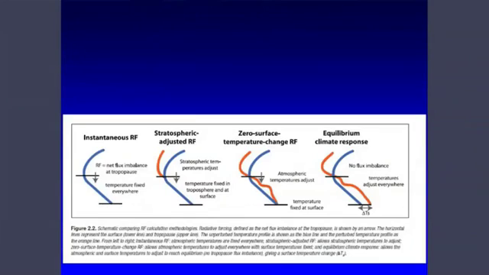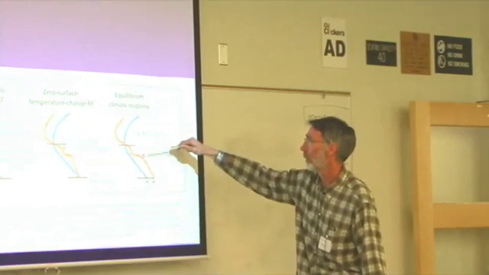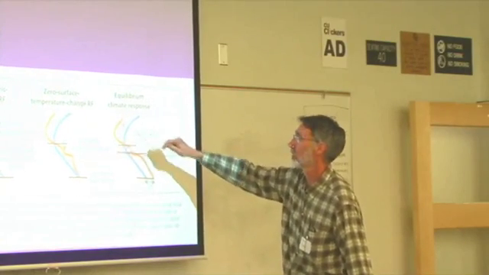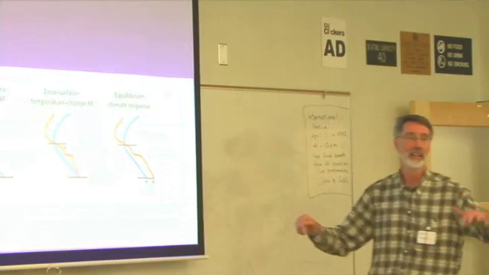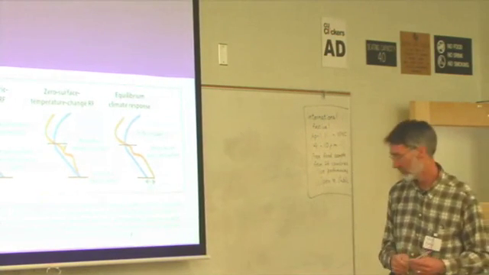One more slide. This is just a diagram I took out of the IPCC report, which shows what I mentioned before: if you add a greenhouse gas, the temperature profile gets distorted. So you get a warming in the lower atmosphere, a cooling in the stratosphere, and somewhere in between, the radiative temperature of the atmosphere is about the same.